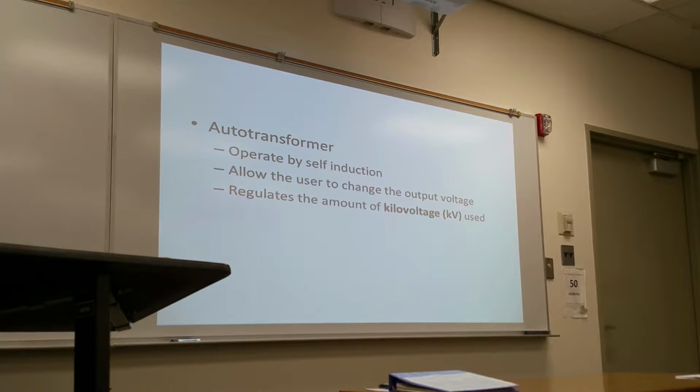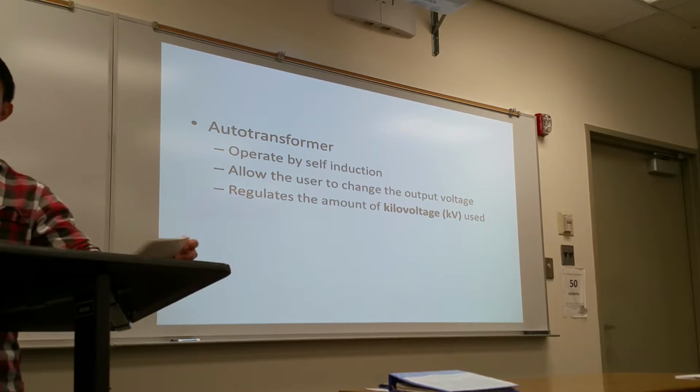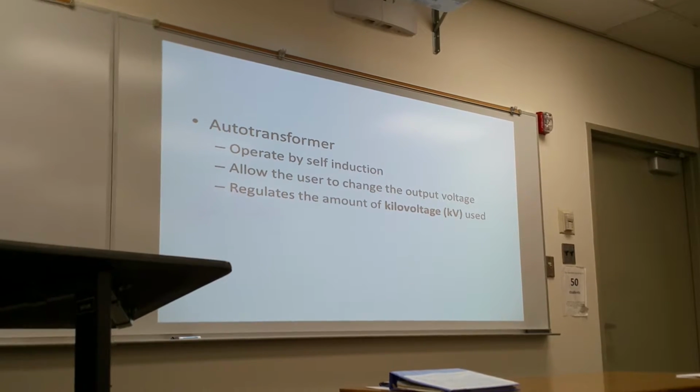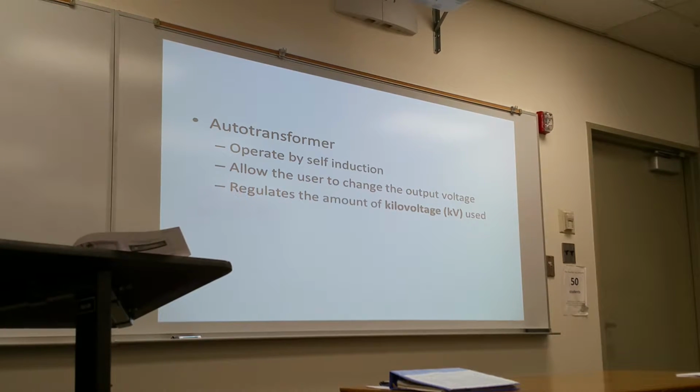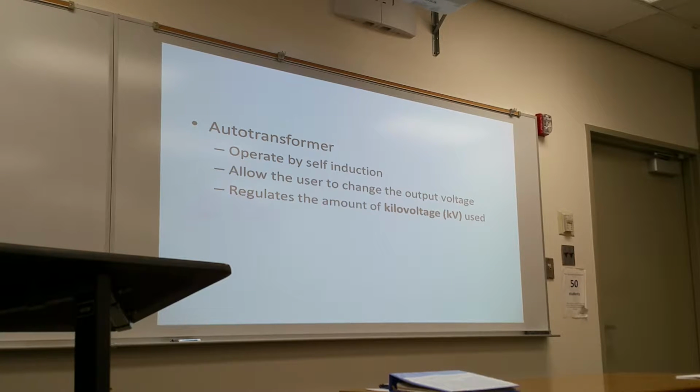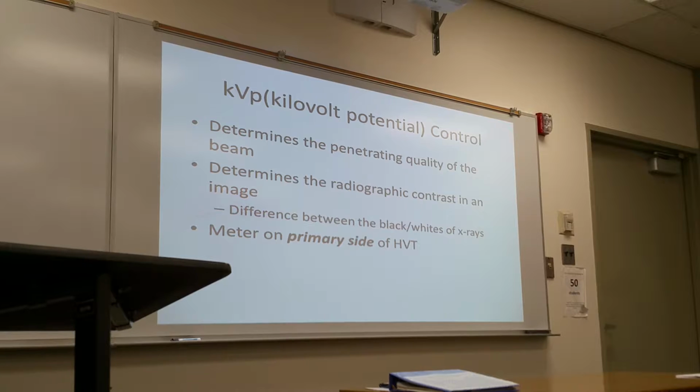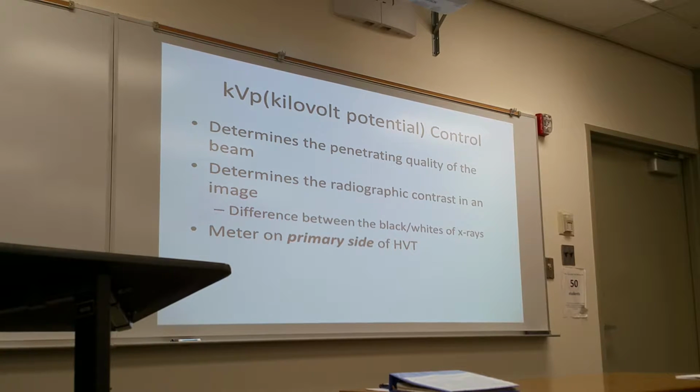When you change the kV technique, the R transformer needs different tabs to help you do that. So it regulates pretty much the kilovolt. Okay, so kV, kilovolt potential control.